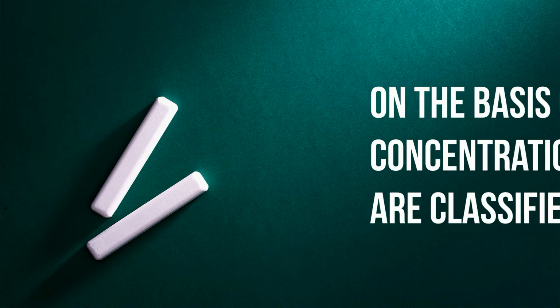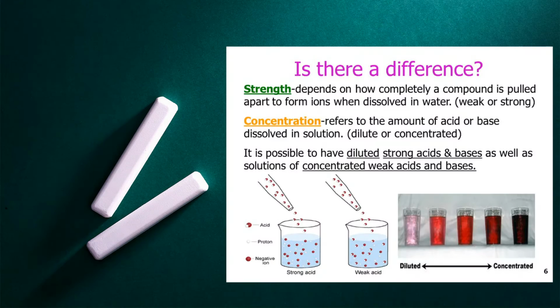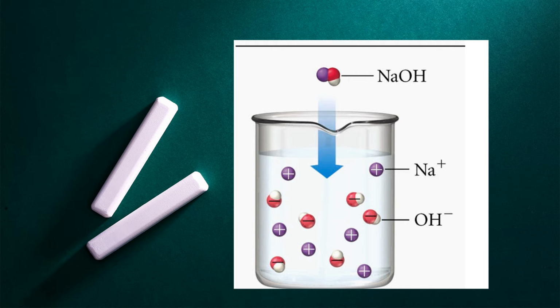On the basis of their concentration, bases are classified as: A. Dilute bases, which have a low concentration of alkali in aqueous solutions. B. Concentrated bases, which have a high concentration of alkali in aqueous solutions.